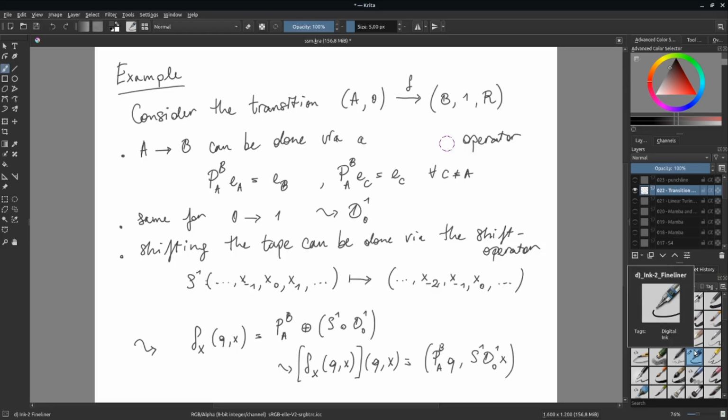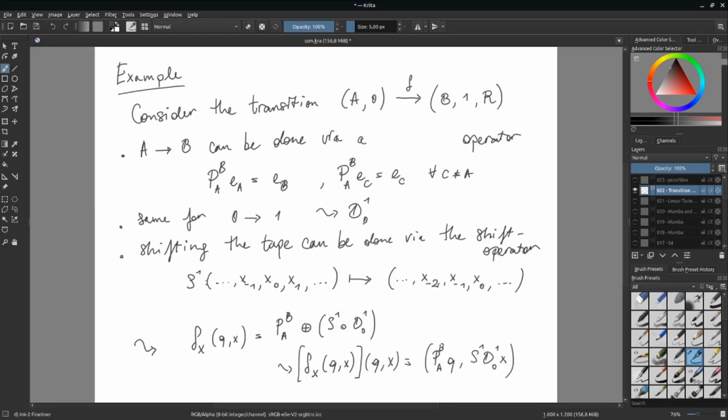Because I just need a linear map that takes my basis vector e_A, which corresponds to state A, to e_B, the vector that corresponds to state B. That's a linear operator because for the rest it doesn't do anything. And I can do the same for the mapping of 0 to 1, not a problem. So I'll have two linear operators, at least on R^Q and R^Gamma, that simply move basis vectors around. And then shifting the tape is also a linear operator.